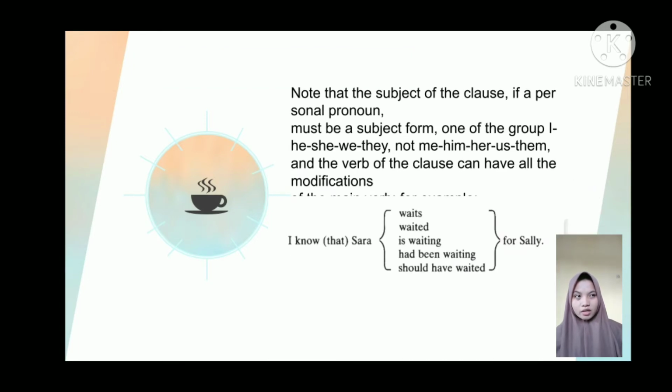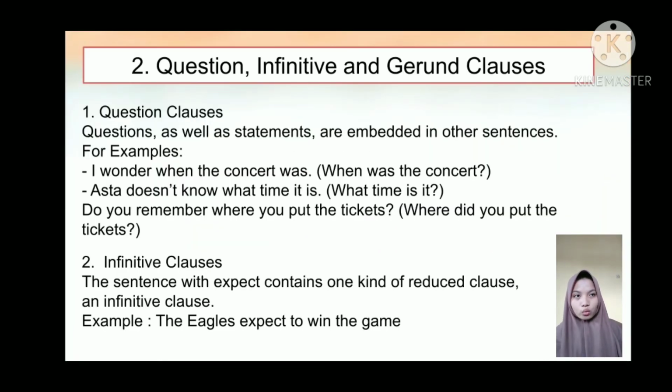Note that the subject of the clause, if a personal pronoun, must be a subject form, one of the group such as I, he, she, we, they, not me, him, her, us, them, and the verb of the clause can have all the modification of the main verb. For example, I know that Sarah waits for Sally. It can be waited for Sally, or is waiting for Sally, had been waiting for Sally, or should have waited for Sally.